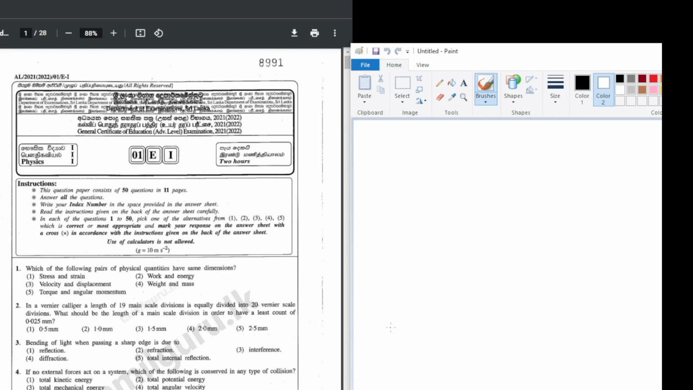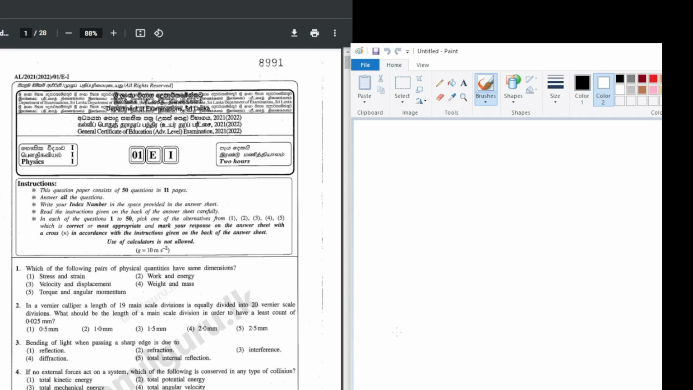Answer 2. Work and energy. The unit of work is joule. Unit of energy is also joule. Work and energy both have same units. So the dimensions of work and energy is also same. The answer is 2. Not necessary to go for the other answers. Answer is 2. Question number 2.